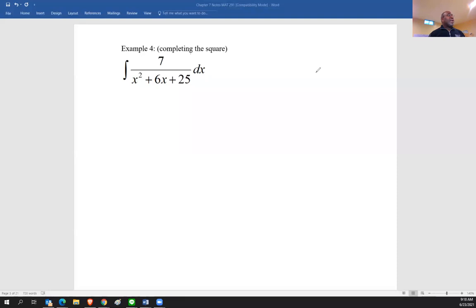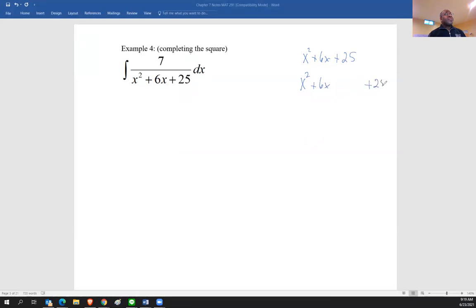So in the denominator, we have x squared plus 6x plus 25. And so we're going to basically work with this expression to write it as a perfect square trinomial. All right, so now what do we do here? Well, we're going to push the 25, excuse me, we're going to push the 25 off to the side.